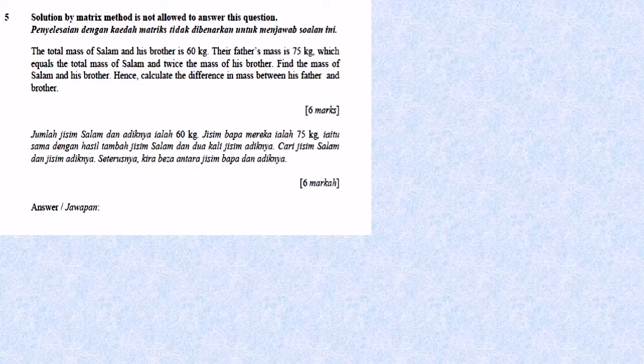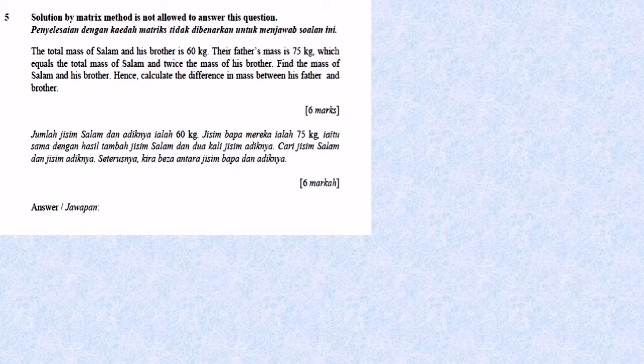Question number 5. If you look at the first sentence, solution by matrix method is not allowed to answer this question. Means this question actually is a simultaneous equation and you cannot use the matrix method to solve it. Total mass of Salam and his brother is 60 kg. Their father's mass is 75 kg, which equals the total mass of Salam and twice the mass of his brother. Find the mass of Salam and his brother. Hence, calculate the difference in mass between his father and brother.